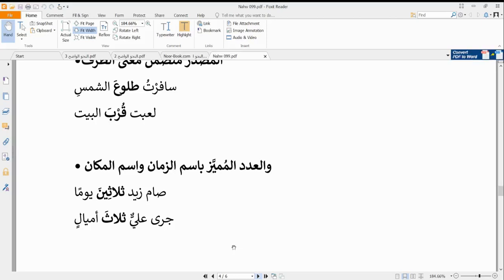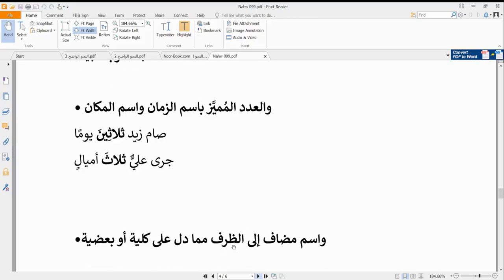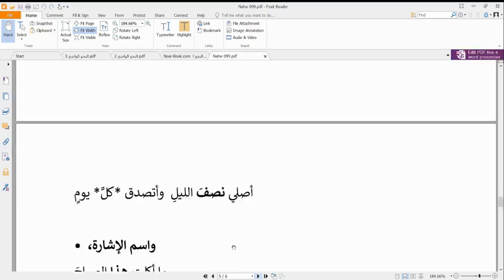Ali ran for 3 miles. So it tells us the place where that action happened. However, Thalatha on its own is not actually a zarf, but it is adadu. It is the adad. It is the number that is explaining the number of zarf that happens there. And I think the final one. Okay, we have 2 more after this.